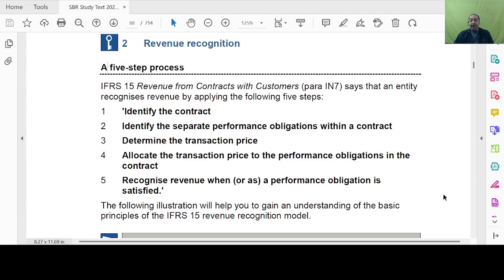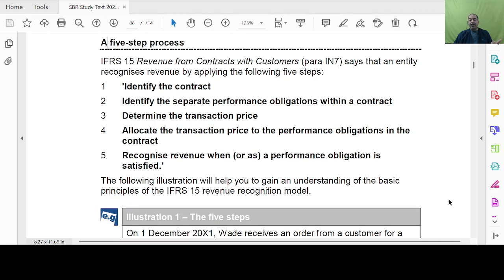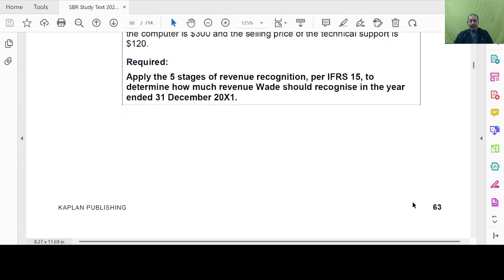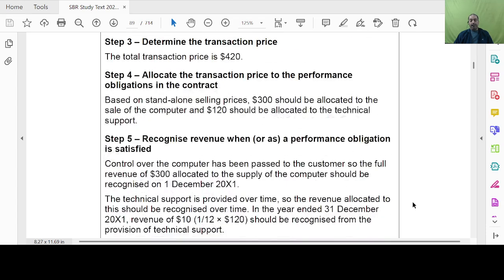And lastly, recognize the revenue as and when a performance obligation is satisfied, meaning that as the seller satisfies his part of the obligation, payment of that particular consideration is made and the seller recognizes that particular revenue in the financial statements. So it is a 5-step process, right? So let us see each one of them in detail as is given.